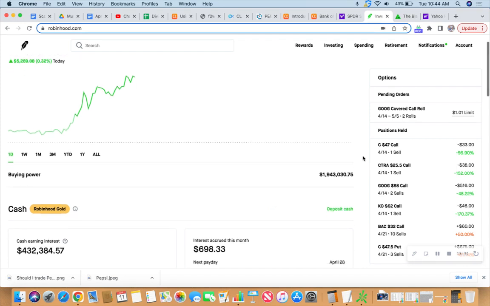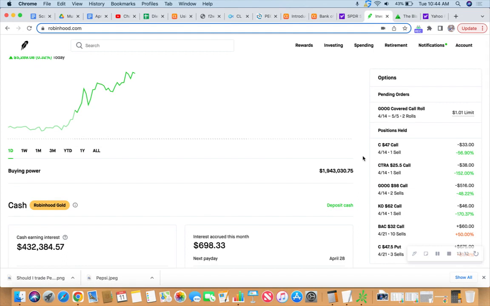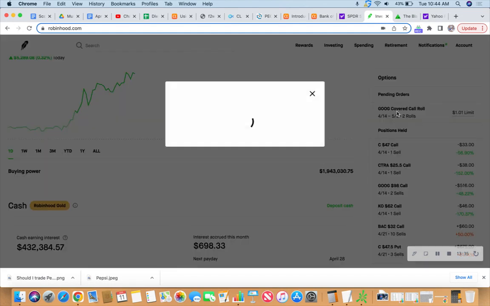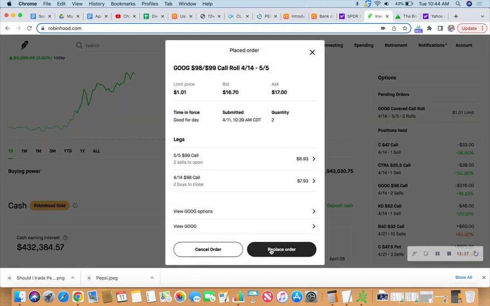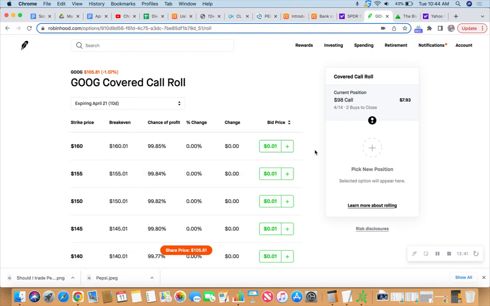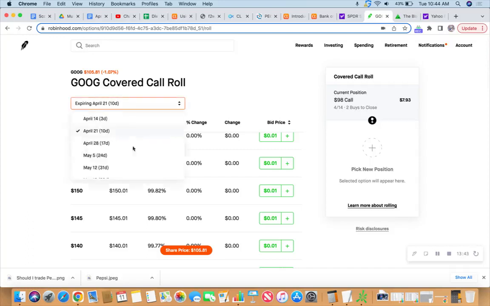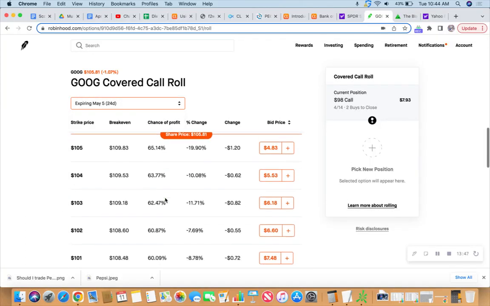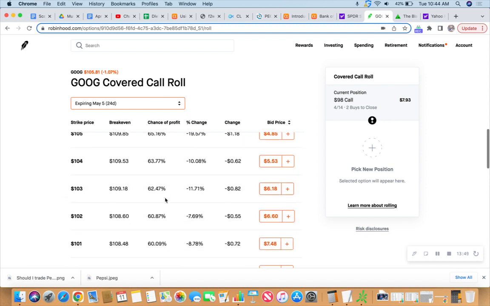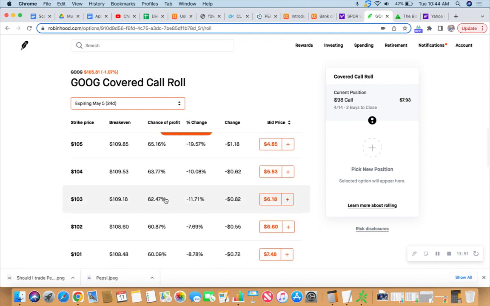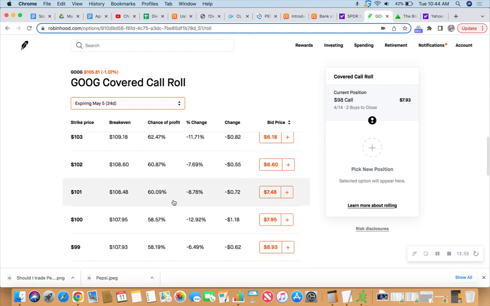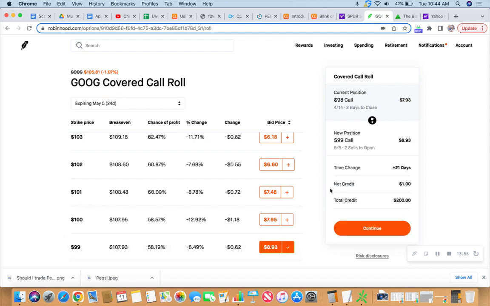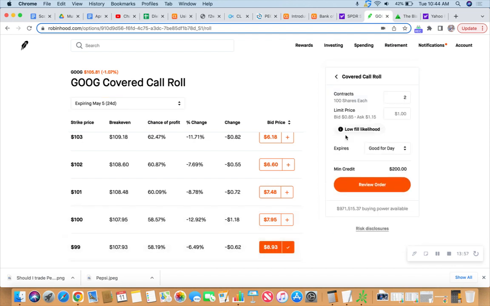But let's continue to look through our positions here. Let's go back to this Google covered call and replace that order. Maybe take a buck off, see what we have to do in order to get it. So we need to go back to May 5th, right? Which was a 3 week difference from where we were. And we're going to the 99, yep. Continue.